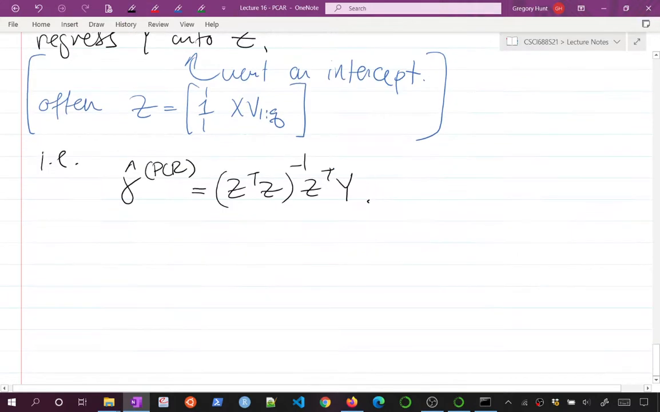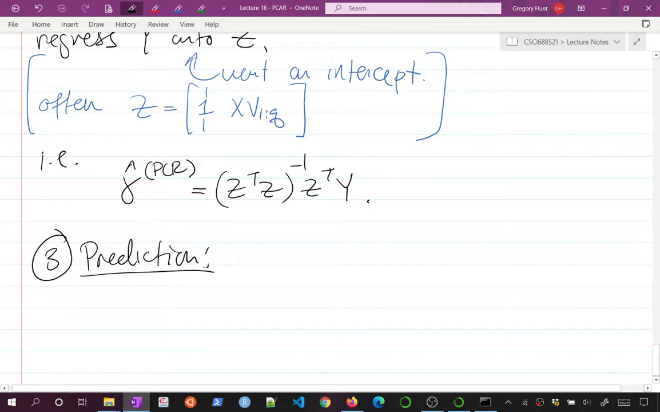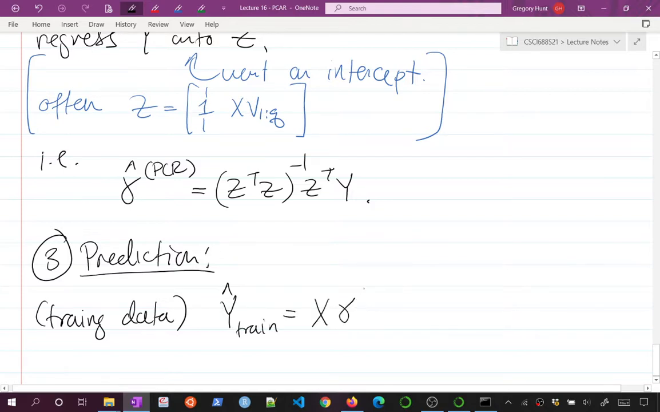And what do we do then for prediction? This is step 3, prediction. If we want to predict on the training data, for example, Y hat for the training data is just, sorry, it's just Z times gamma hat. And that would be the PCR prediction for our training data. So the question comes, what do we do for new data?